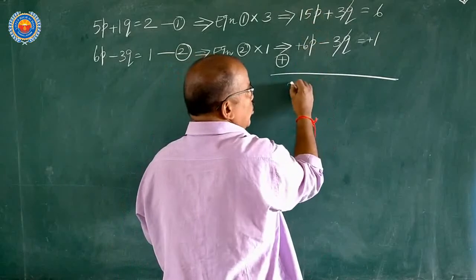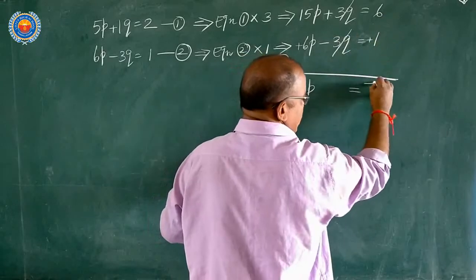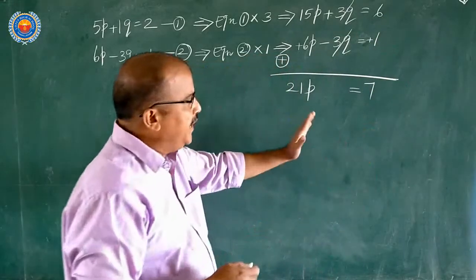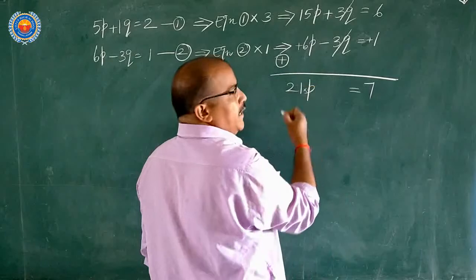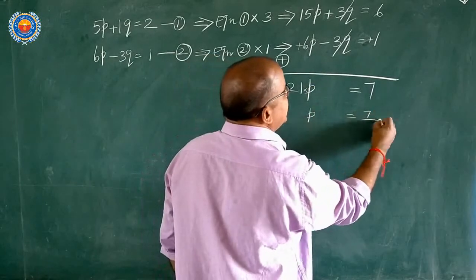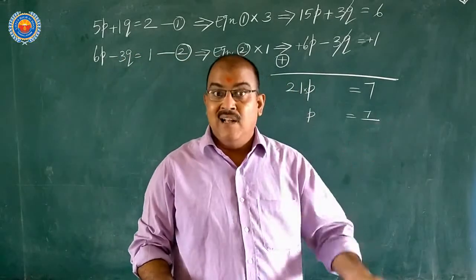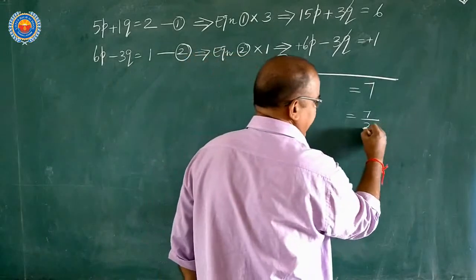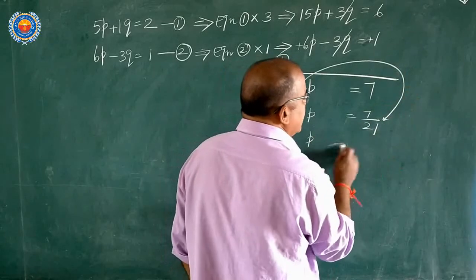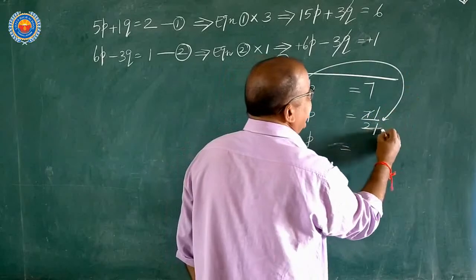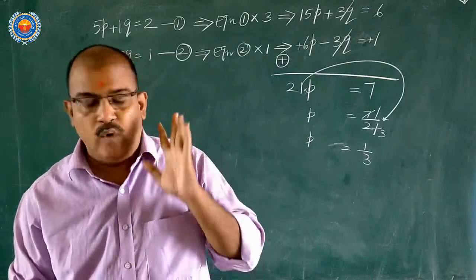15 plus 6 is equal to 21p is equal to, that is cancelled, 6 plus 1 is 7. 21 into p is equal to 7. So p is equal to 7, the 21 will be transposed from LHS to RHS, that will be divided by 21. So p is equal to, you simplify 7 one time, 7 three times, 1 by 3. I got the p value as 1 by 3.